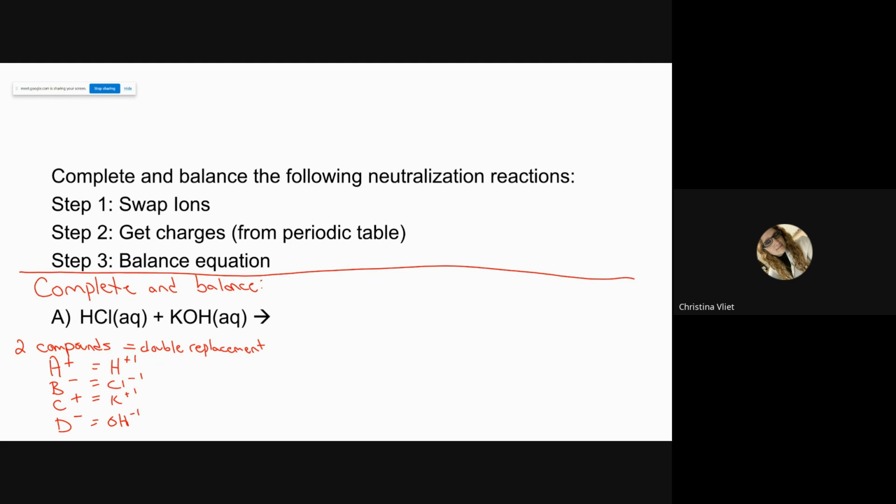So what goes together for our products? This goes together. And what does hydrogen and hydroxide make? Water, right? So we know one of our products is water. And what is our other product? What is the other thing that we make? KCl, which is the combination of the inner two parts, the C and D. Remember, positive ion first, negative ion second. These two together. It's K plus 1, Cl minus 1 equals KCl.